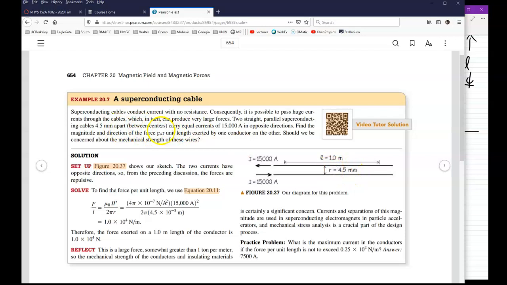Apart between centers, they carry equal currents, 15,000 amps. So we have 15,000 and 15,000, but notice that this one is going to the left and this one is going to the right, in opposite directions. What does that mean? Opposite means they will repel each other. But again, the formula is the same. Now it says, find the magnitude and direction of the force per unit length. What does that mean?